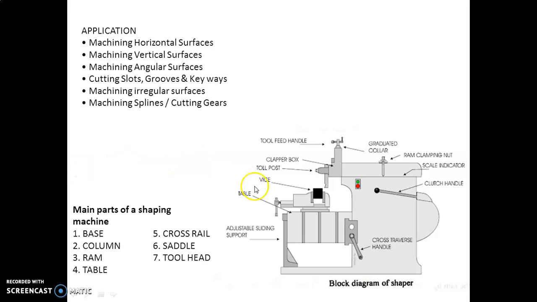So these are some important parts we have discussed here. Generally, the saddle is the part over which the work table is mounted, and it is moved in a cross manner by using the cross rail that is operated by this cross transverse handle.